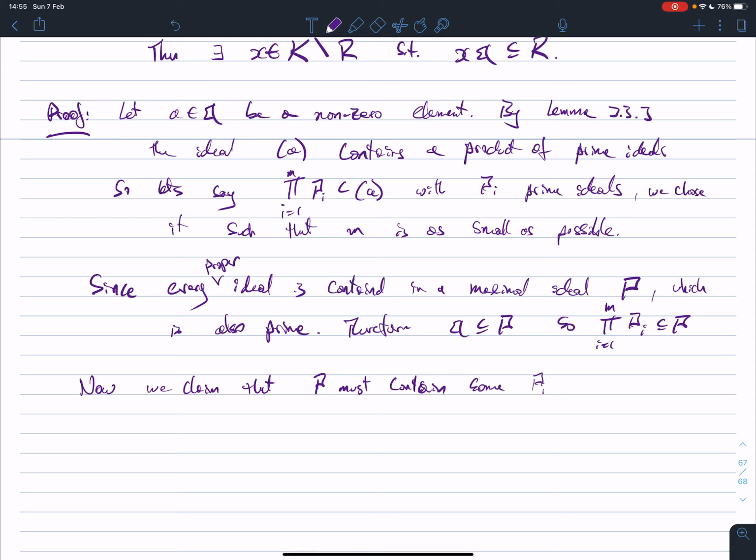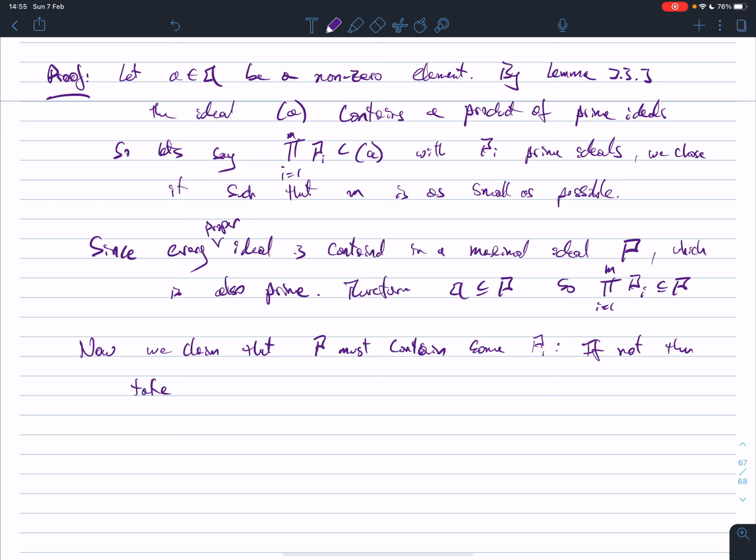How do I prove this? If not, then P does not contain any of the P_i. So I can always find an element a_i in P_i which is not in P. I'm going to pick one for each i and call it a_i. Then P contains the product over i of these a_i, right? Because it contains all of this thing.